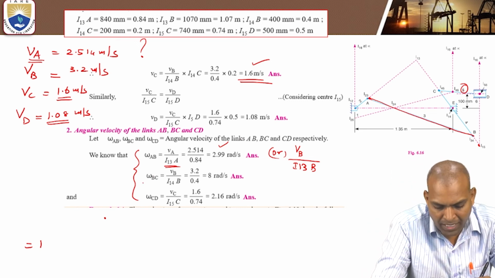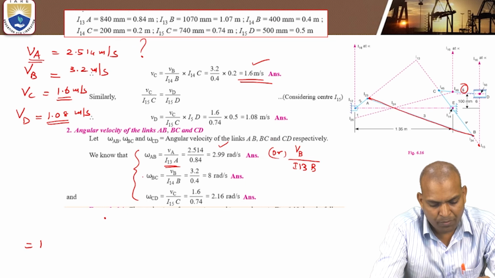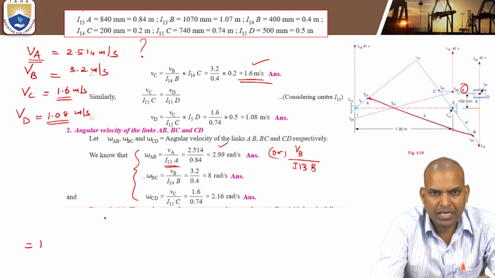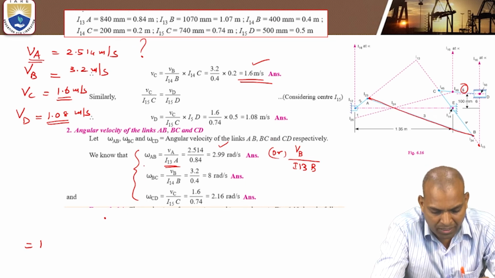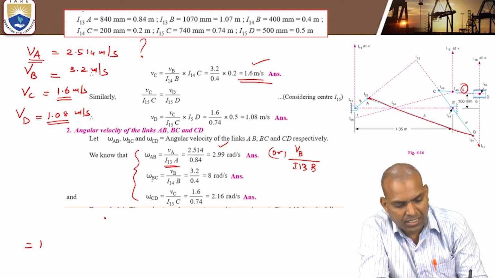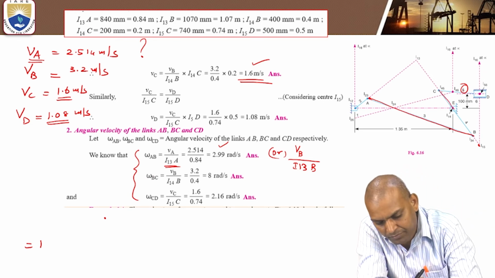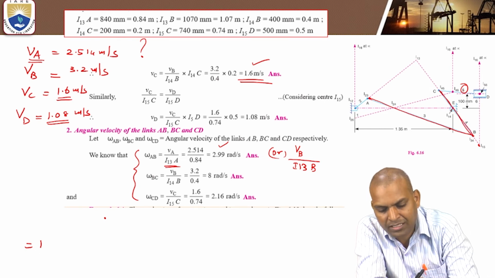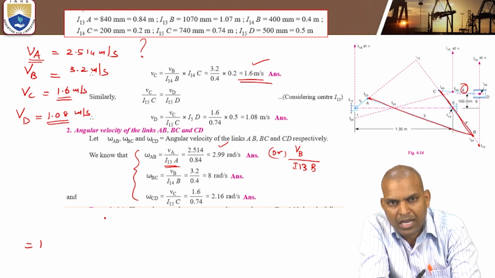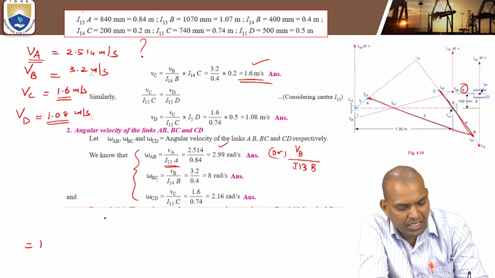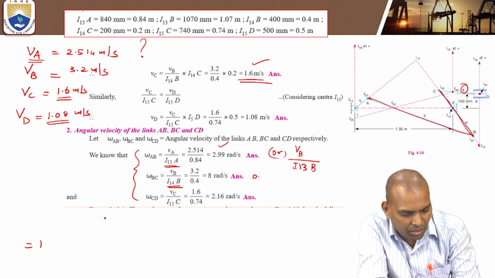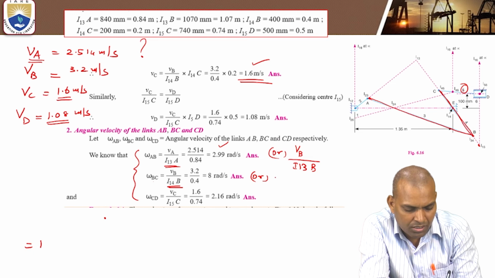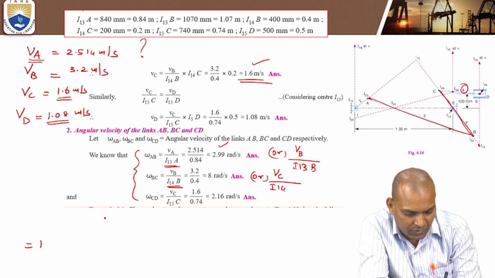Next, omega BC. How to find omega BC? Omega BC is common for link BC. That is VB by the common instantaneous center, link 4, I14. So omega BC equals VB by I14B. Or another way, anybody can answer: it is also VC by I14C.